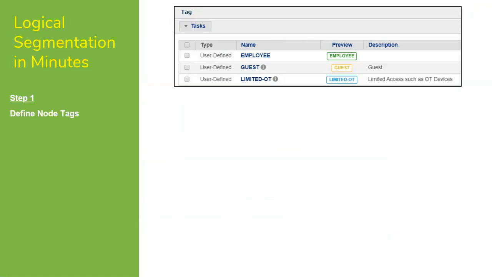Let's review how you can quickly and easily in a few minutes provide segmentation with Genian ARP enforcement. Step 1 is to define node tags. This allows you to tag specific devices and designate them for certain uses. For example, you could have an employee tag, a guest tag, and some other limited tag.